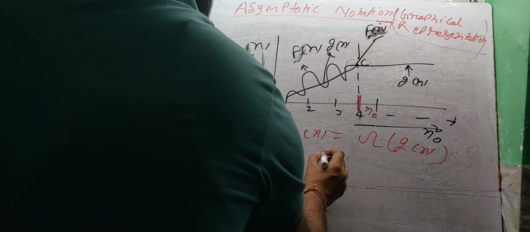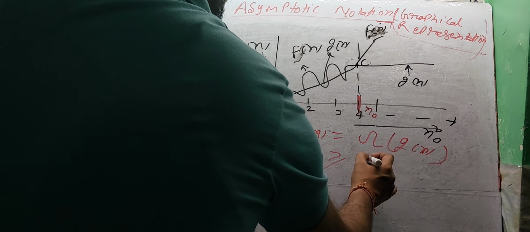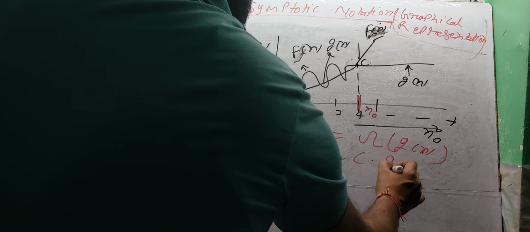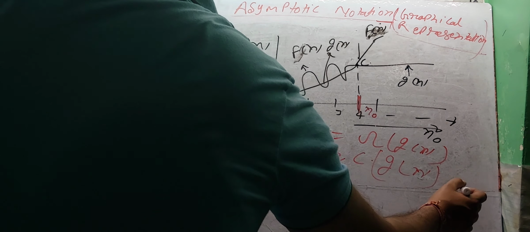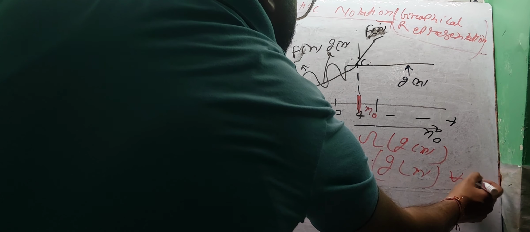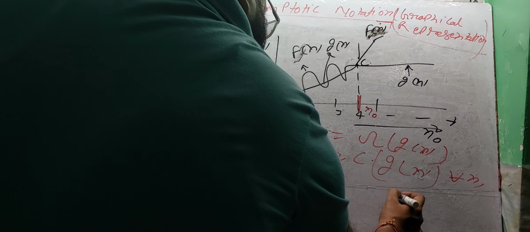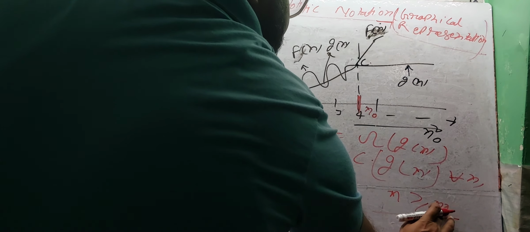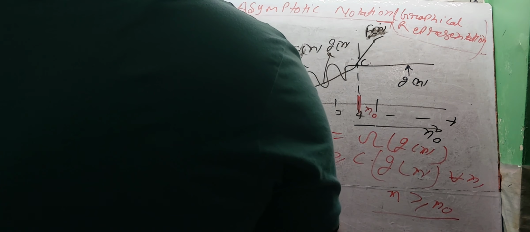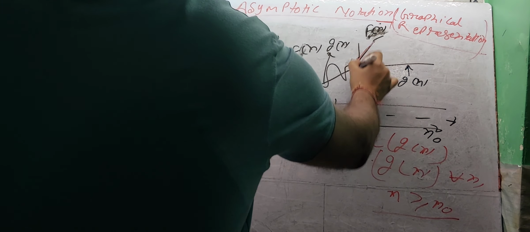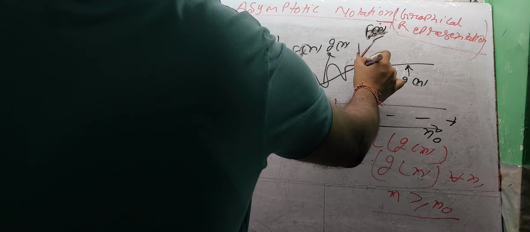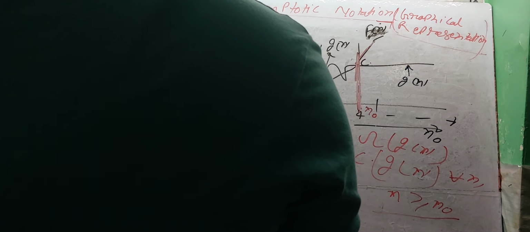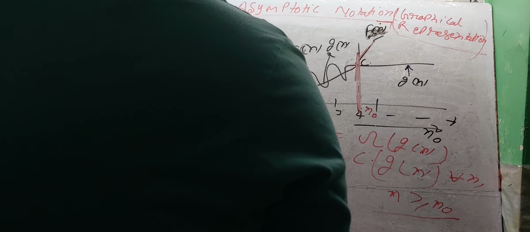Okay, then f of n is greater than or equal to constant c dot g of n for all n values, where n is greater than or equal to n naught. This is nothing but n naught and this is the constant. And this is the input, the number of inputs in the algorithm. Now we will see another asymptotic notation.